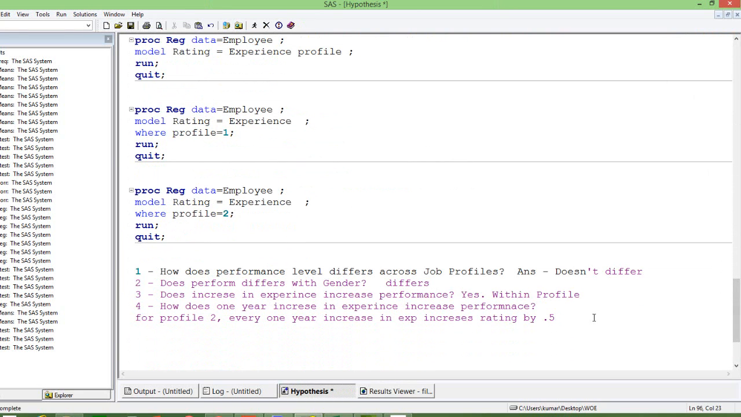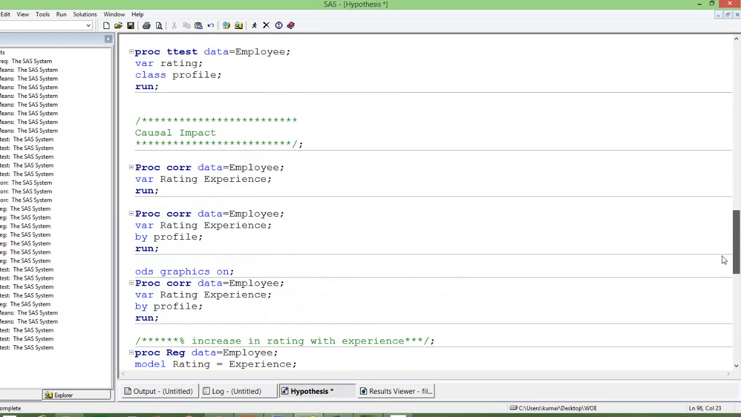The next question was, does performance level differ across gender? Yes, it does differ. Okay, but it doesn't differ with respect to job profiles. Okay, and we have seen that now. The next question is, does increase in experience increase performance?